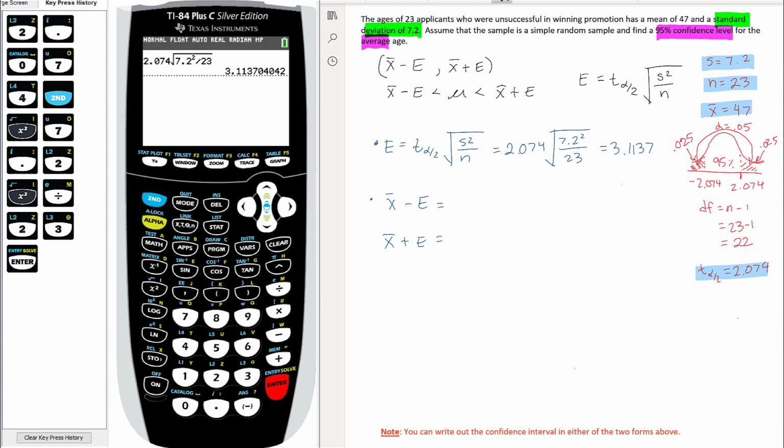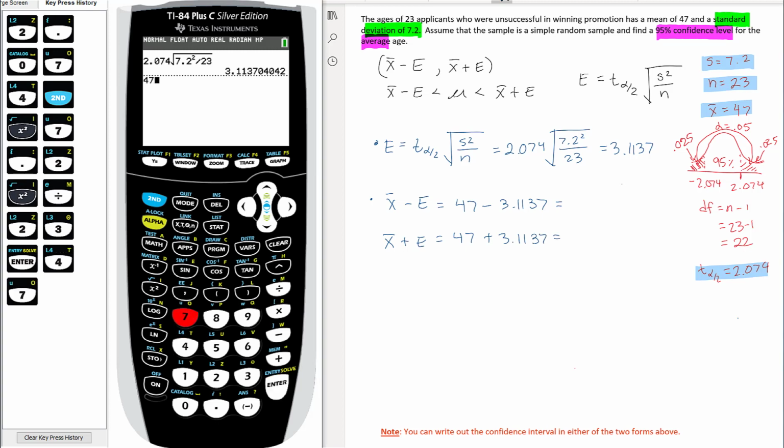So x bar minus e is going to be 47 minus e, which is 3.1137. And then we're going to calculate this. X bar plus e is going to be equal to 47 plus 3.1137. And then you calculate each of them. So 47 minus, and if you have the newer calculators, just make sure that you select and hit enter. Or you can just type it out with 4 numbers after the decimal, and you get 43.8863.